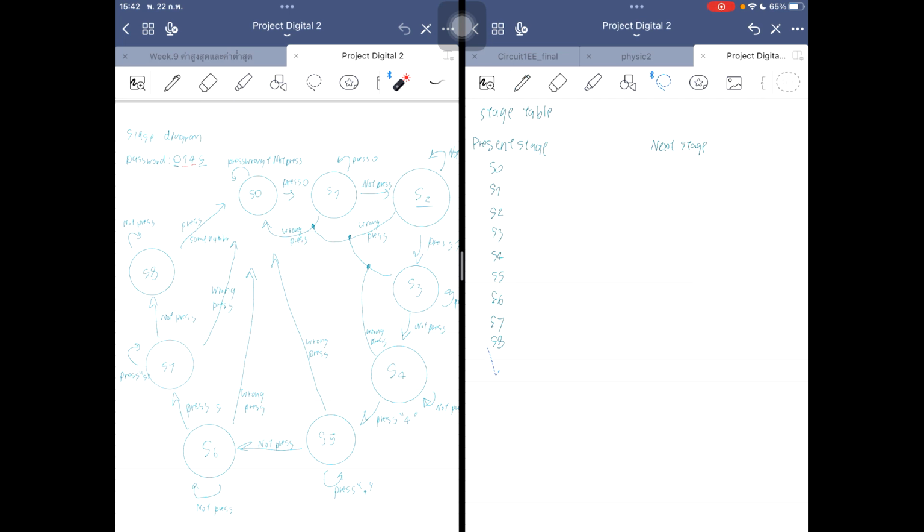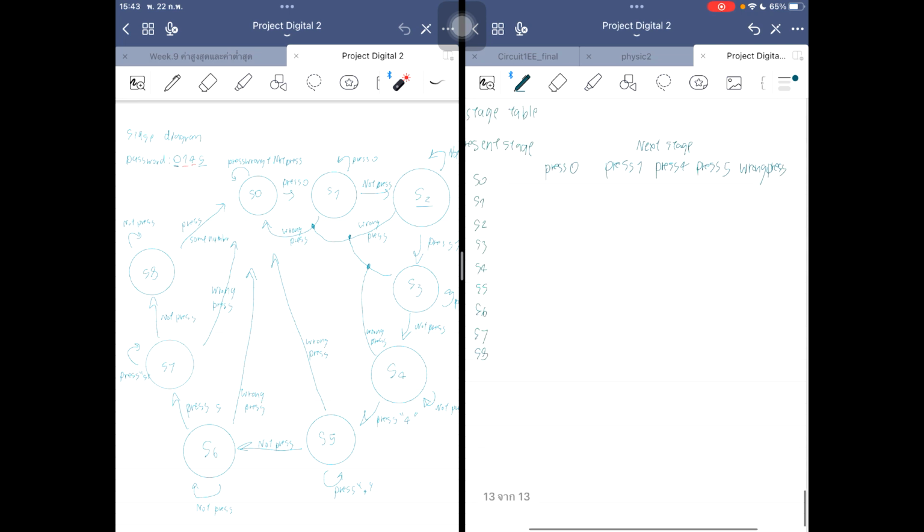Then I will write the input that I want. Press 0, press 1, press 4, press 5. Okay. Another input is for press and not press.